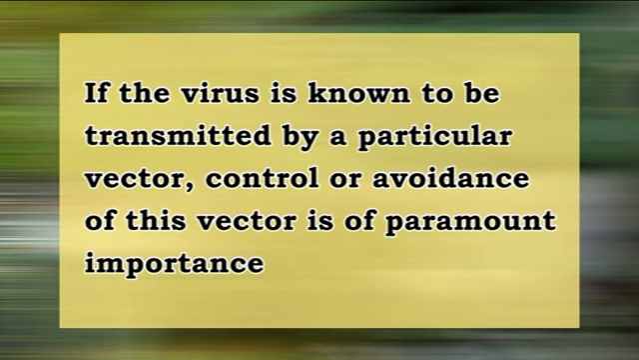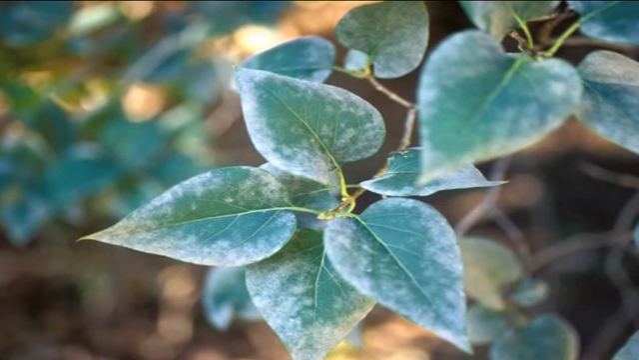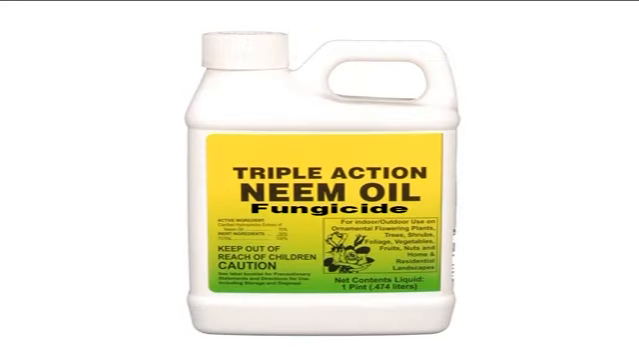If the virus is known to be transmitted by a particular vector, control or avoidance of this vector is of paramount importance. For instance, insect, nematode or fungal vectors can be controlled by insecticides, nematicides or fungicides respectively. An alternative strategy for virus control is utilization of natural or engineered resistance to virus infection. If available, natural virus resistance genes can be introduced into crop cultivars by conventional breeding.